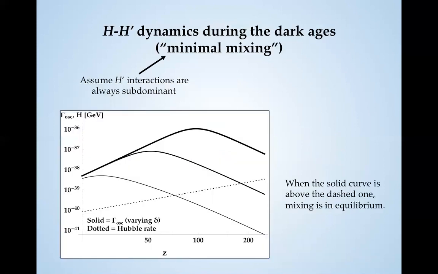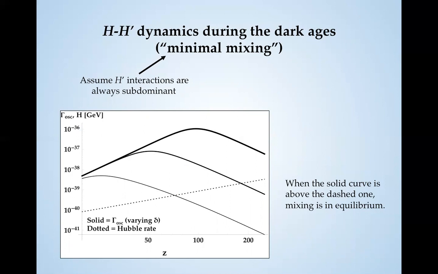So what we're doing is we're calculating gamma os and we're showing that at the appropriate times, it's greater than the Hubble rate for a range of the mixing parameter delta. In this figure, these three curves represent three different values of delta, just representative values. And for all of them, mixing comes into equilibrium sometime prior to cosmic dawn, which would be down there somewhere.